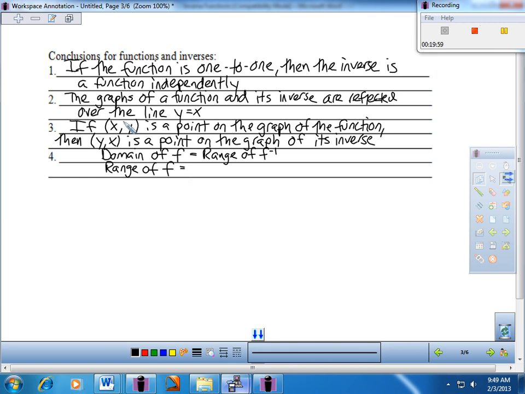Because what do we know about the range of the function? All of those values, all of those outputs right there become the what? They become the inputs of the inverse. And if they become the inputs of the inverse, they make up the domain of the inverse. And we can solve for the domain algebraically. So once we know this, then we know this piece right here. Wonderful.